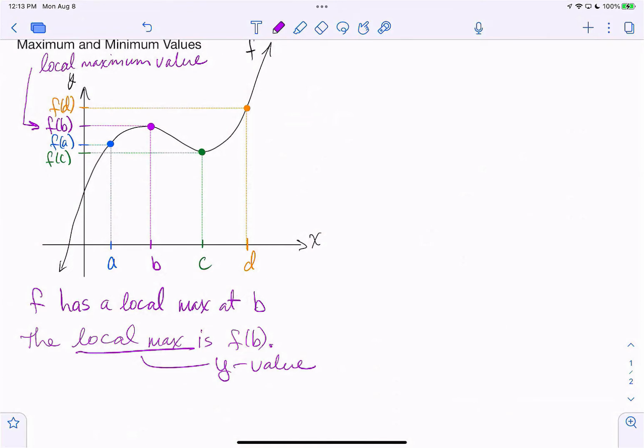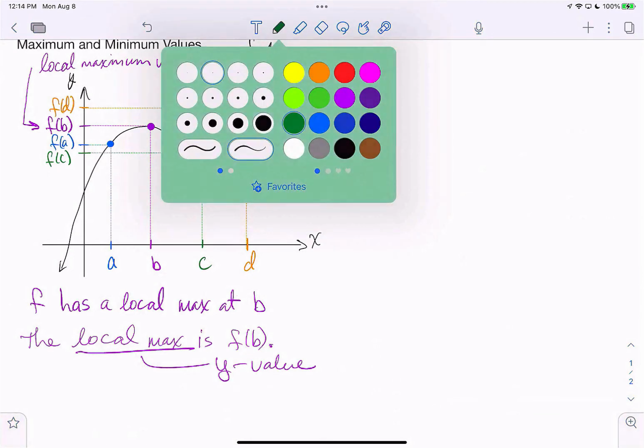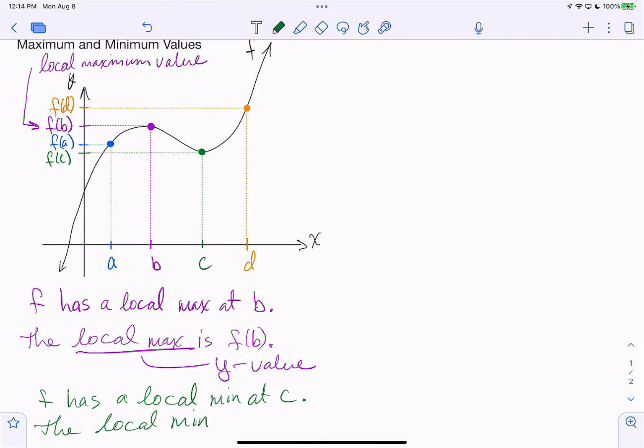Sometimes people will even give me an ordered pair. They'll say the local maximum is b, f of b, which doesn't make sense because that's not even a number, it's a point. So local maximum is a y value. We also can say here that f has a local minimum at c. The local minimum itself is f of c, again, a y value.